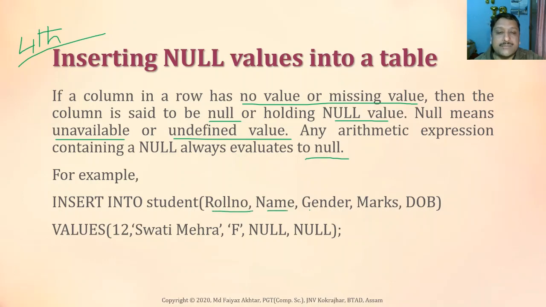Suppose roll number, name, gender, marks and date of birth we have mentioned, all the columns, and we don't have values for marks and date of birth. Then how can we insert the row? This is possible like this. In the VALUES clause, you have to give the value for the columns which have values. Roll number 12 is there, then the name, and then the gender. We have mentioned all these values, and for marks and date of birth we have given NULL. Both the columns will be blank, and the rest of the values will be inserted in the particular row.